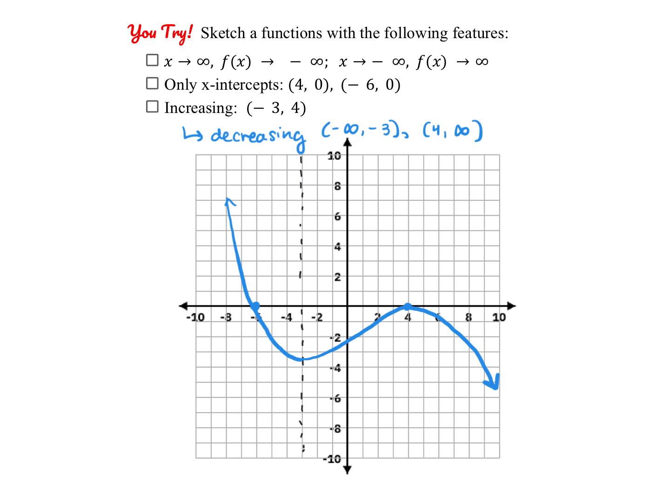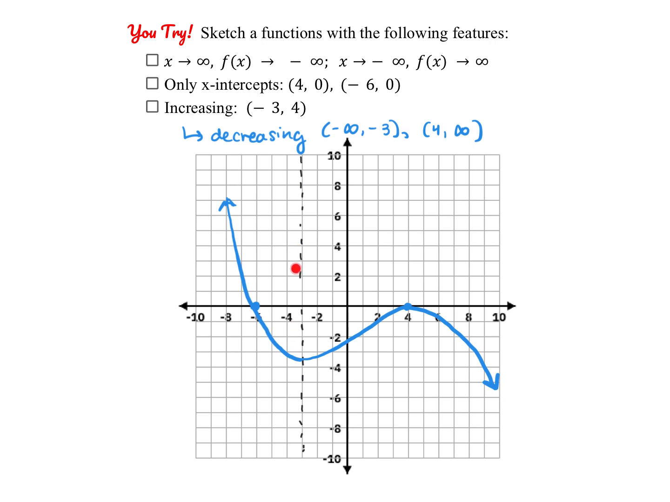All right, go ahead and check your work here. So again, your graph might not look exactly the same as mine, but there are some things that your graph needs to have. So you do need to have the correct x-intercepts at -6 and 4. And since it says our graph is increasing from -3 to 4, that should be the only time your graph is increasing, which means it's decreasing from -infinity to -3 and from 4 to infinity.